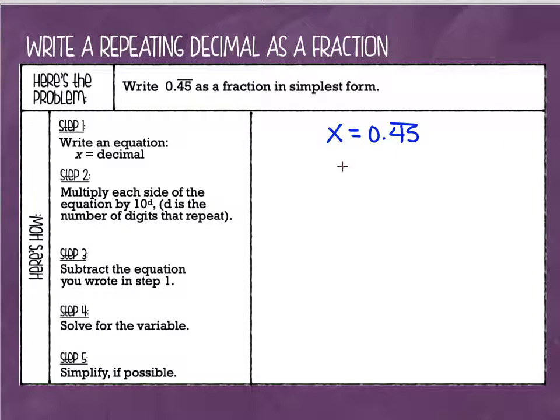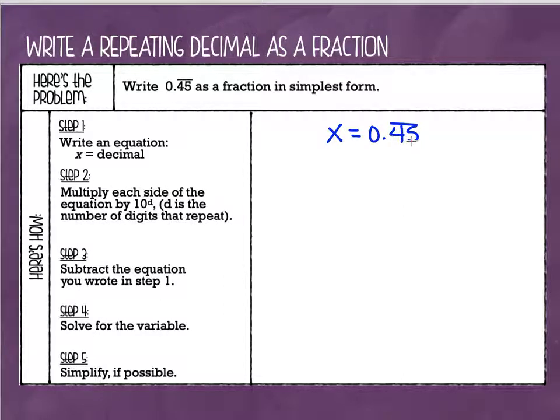Okay, our next step is we are going to multiply each side of the equation by 10 to some power, right? We're going to multiply it by 10 or by 100 or by 1,000, and d is going to be the number of digits that repeat. So if one digit repeats, you're going to multiply it by 10. If two digits repeat, you're going to multiply it by 100. If three digits repeat, you're going to multiply by 1,000, right? You're going to have the same number of zeros as the number of digits that repeat.